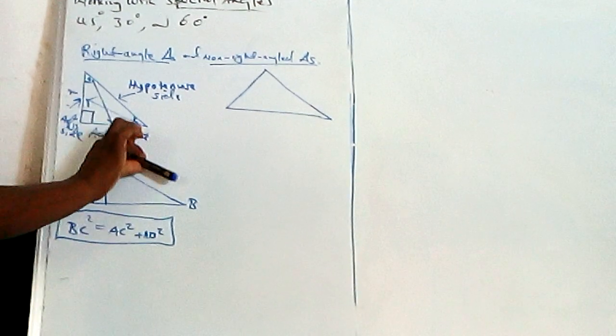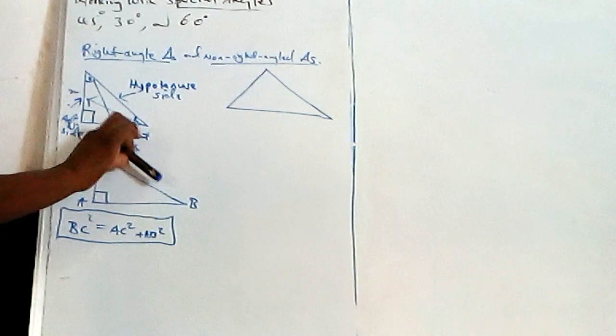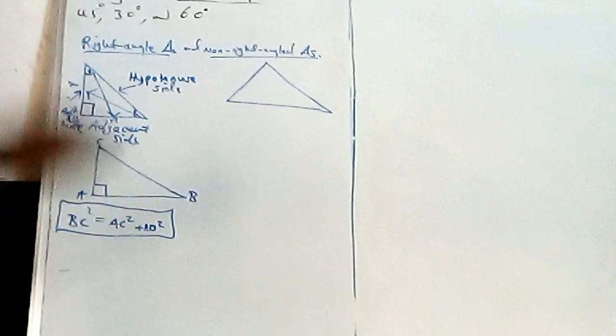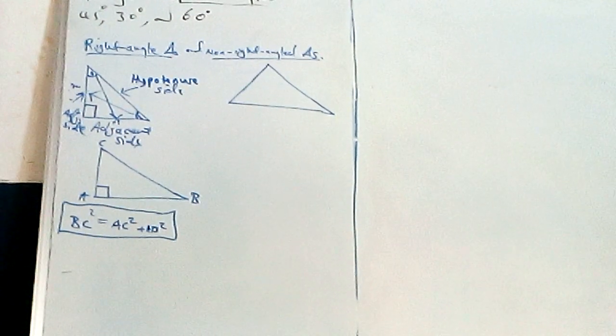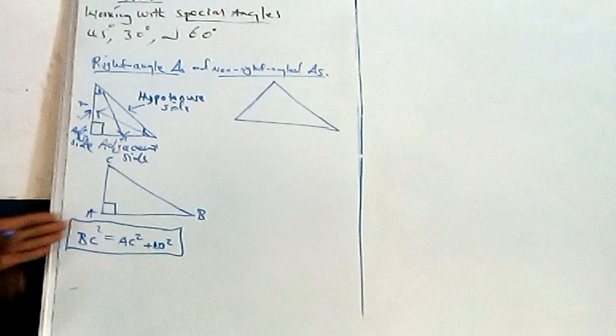So the square of the longest side is equivalent to the sum of the squares of the two adjacent sides. Take note of that one. That's a proper definition, actually. That's what we have there. Then you are maneuvering based on what they're asking you.